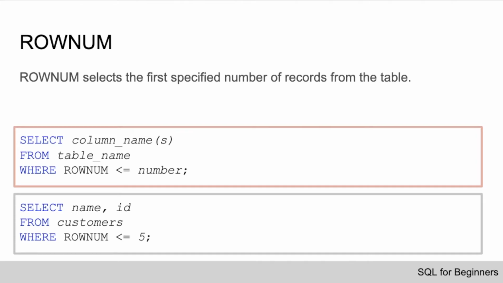In order to use the ROWNUM keyword, you will just write a select statement, and in the WHERE clause you will specify ROWNUM equal to or less than a certain number. For example, in this case, we are selecting the name and ID columns from the customers table, and in the WHERE clause we are specifying that we want the first 5 rows. So to practice more, we will go to the SQL Live.